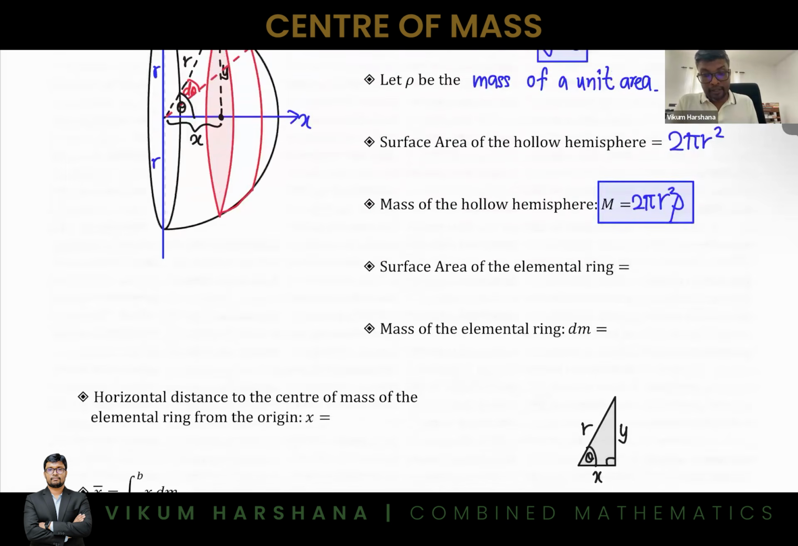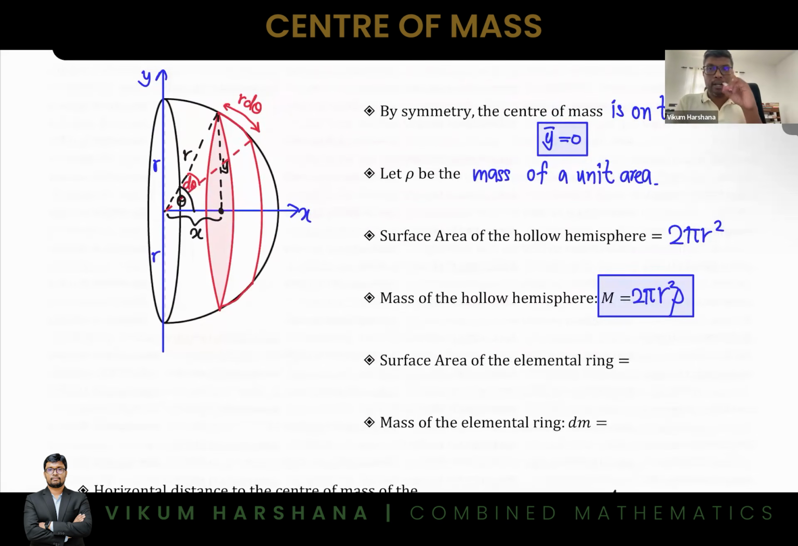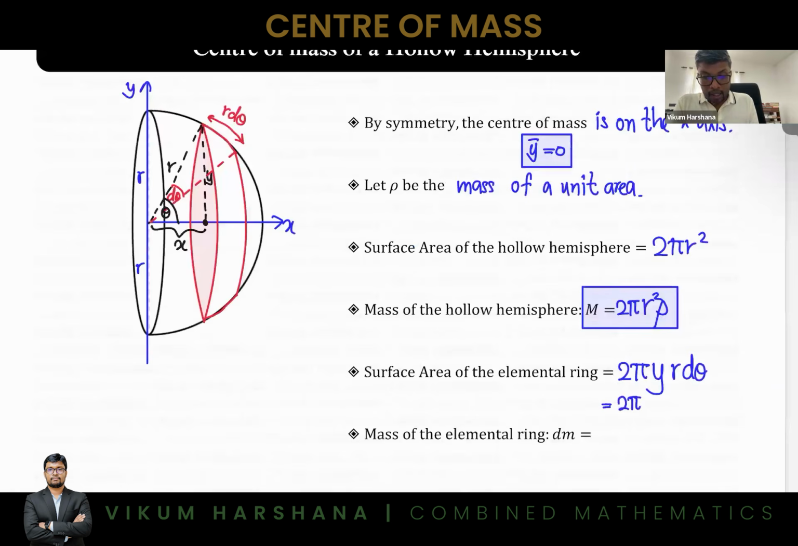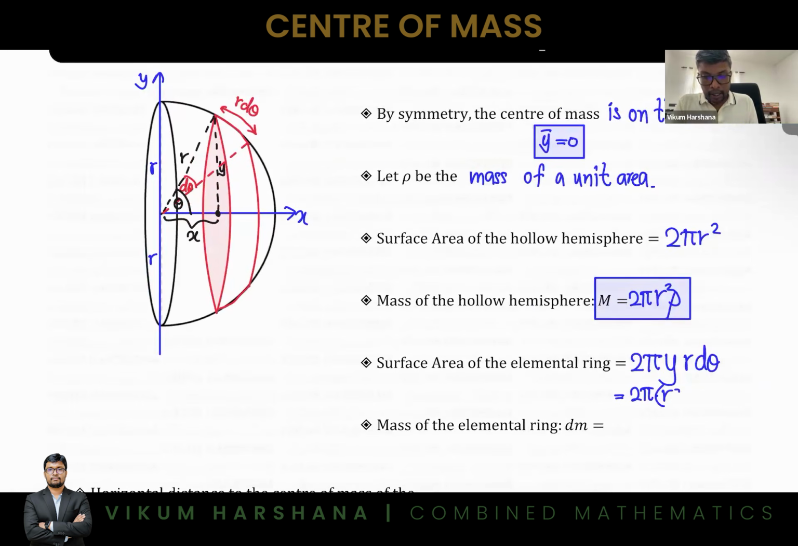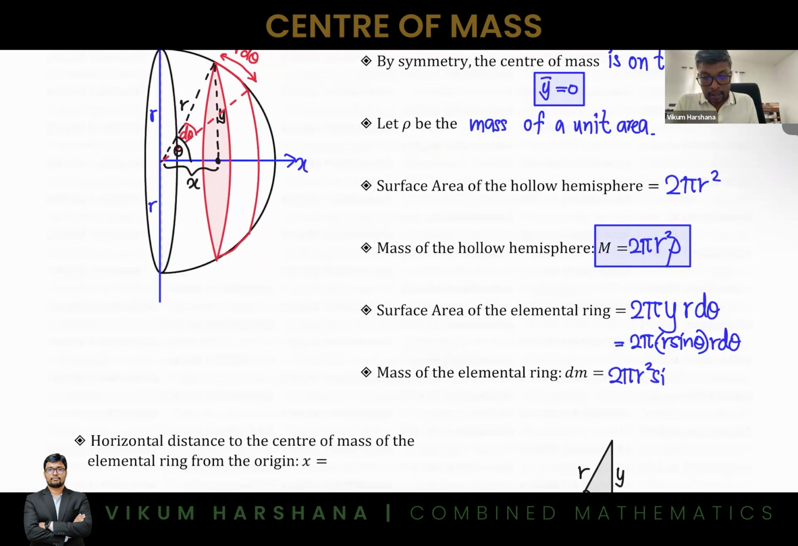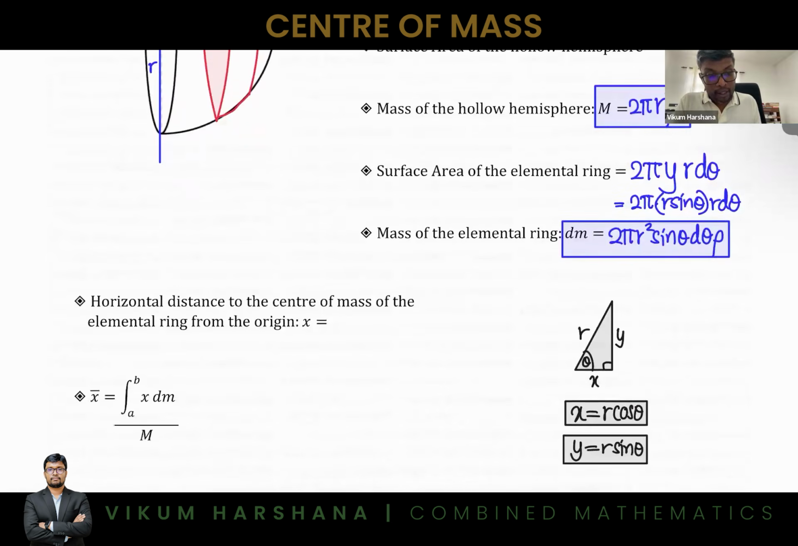So surface area of an elemental ring can be written as, again, the curved surface area of a cylinder. So it's 2 pi r h, which is r d theta. Now let's substitute y with r sine theta. So r sine theta, r d theta. So the mass of the elemental ring will be 2 pi r squared sine theta d theta into rho. Done.